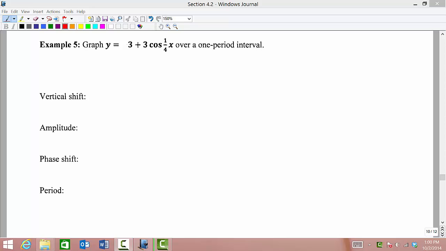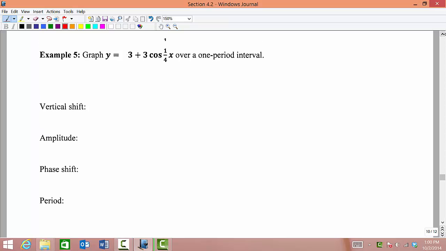For example 5, we're graphing y equals 3 plus 3 times cosine of 1/4 x. So we want to compare this to the general form. We have y equals c plus our amplitude times cosine b times x minus d.